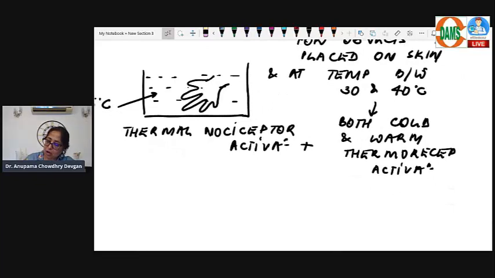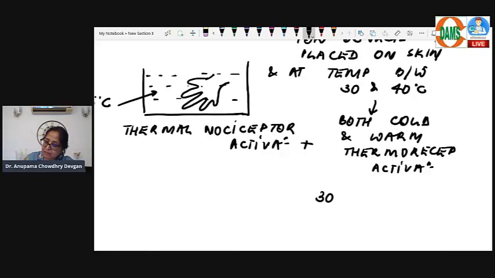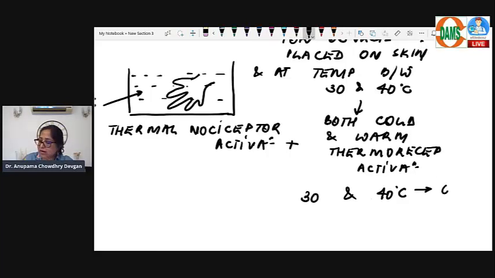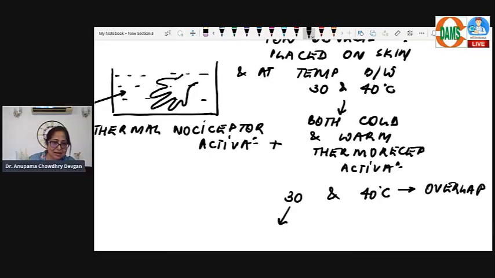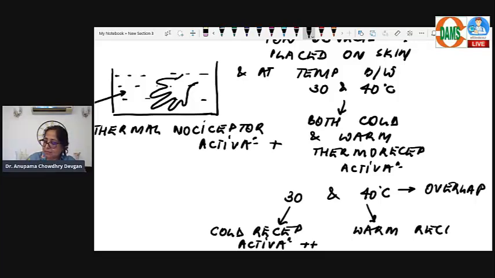So between 30 and 40, I said there is an overlap. Yes, there is an overlap. But if the temperature of the object is at 30, cold receptor activation is plus. If the temperature of the object is at 40, warm receptor activation is plus. I hope you've understood. So this is what the thermoreceptors are.